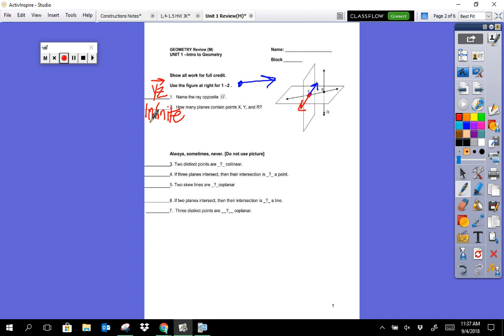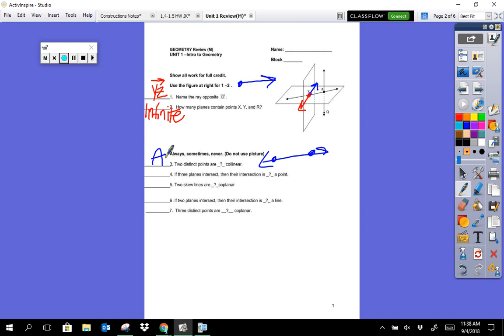amount of planes. This next section is the always, sometimes, and never section. You don't need a picture for these, so don't use that picture above it. That's just going to confuse you. So through 2 distinct points are blank collinear. Remember, any 2 points can make a line. It doesn't matter where those 2 points are. So 2 distinct points are always collinear.